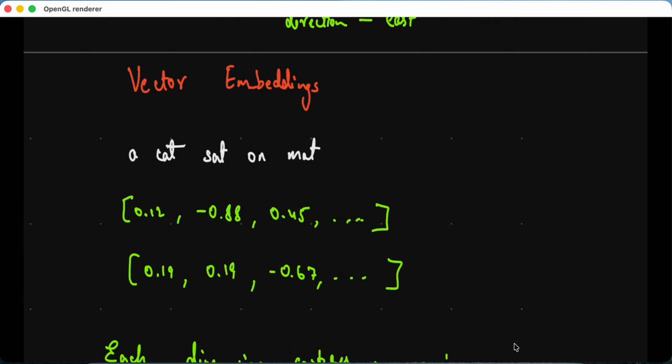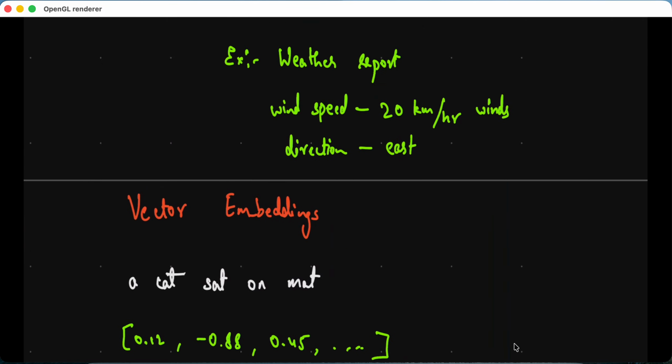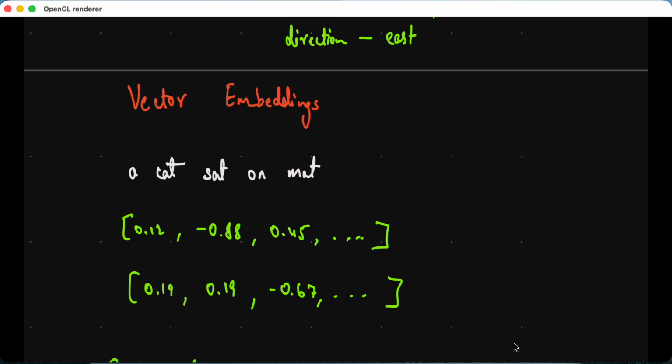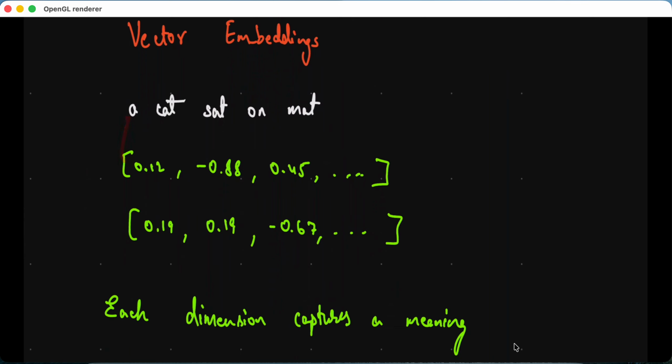And let's understand vector embeddings in the AI space. Let's say a cat sat on a mat. Computers don't understand the meaning of a cat sat on a mat. So how can we make AI models understand this? We convert each word into a token. So a is a token, cat is a token, sat is a token, on. So everything is converted into tokens, and each token is converted into a vector embedding.